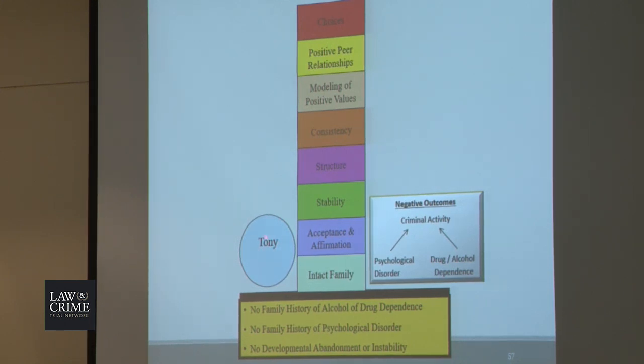And what we're hoping to get, this is what the literature tells us we need for healthy development. What we're hoping to get is a person who is born into and raised on a very strong, healthy foundation. And that strong, healthy foundation includes the absence of drug and alcohol problems in one's family, the absence of psychological problems in one's family, and the absence of developmental abandonment or instability.